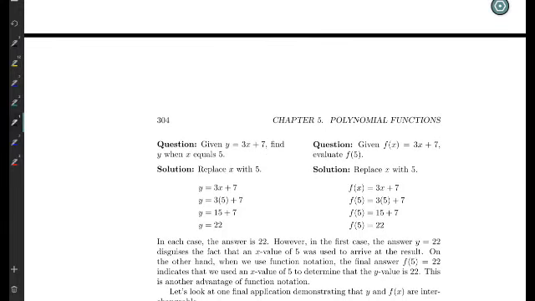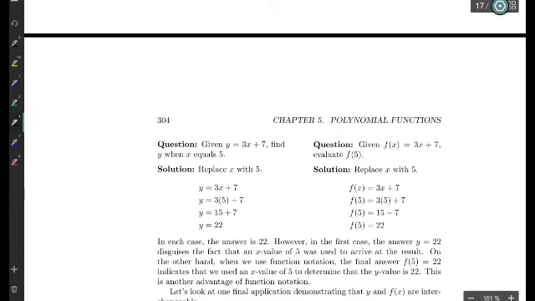Here we have y equals 3x plus 7. Find y when x equals 5. Well, if x equals 5, we can replace x with 5, which we do here. And we have y equals 15 plus 7. Well, y is equal to 22.